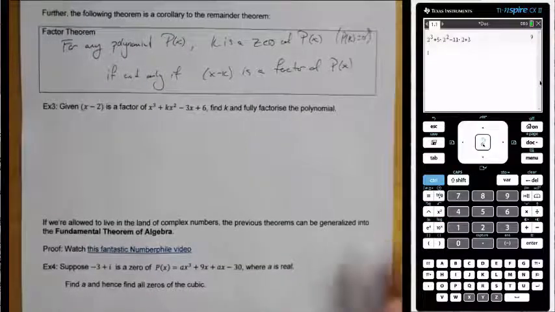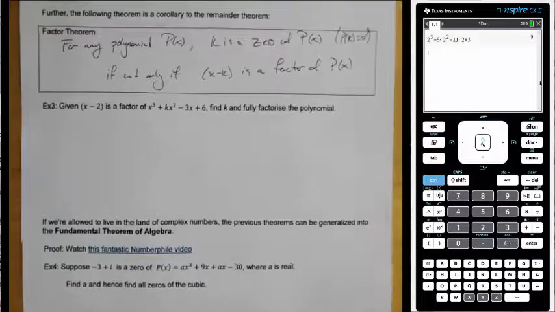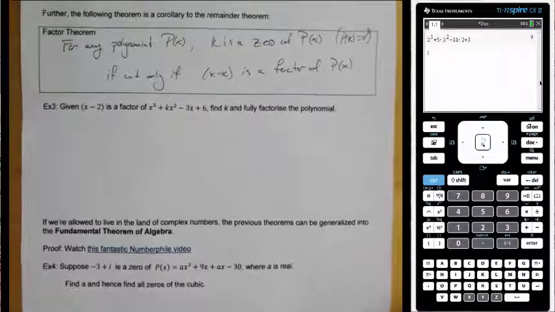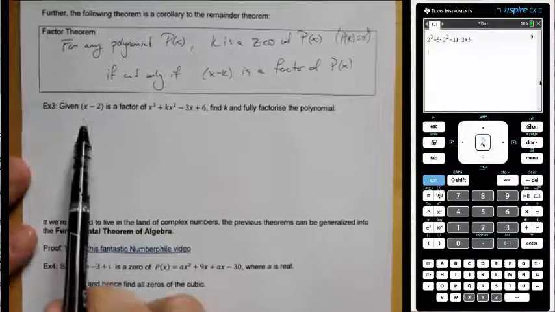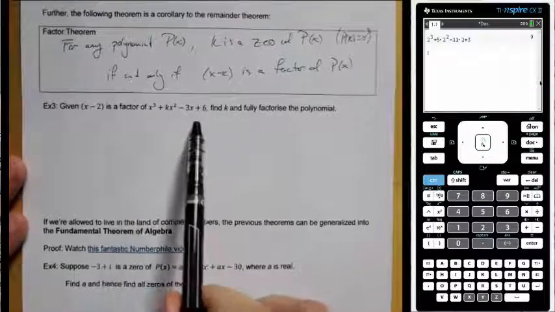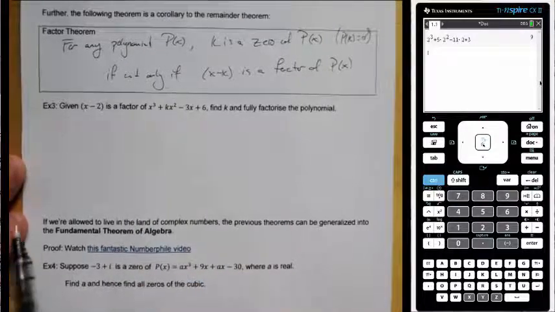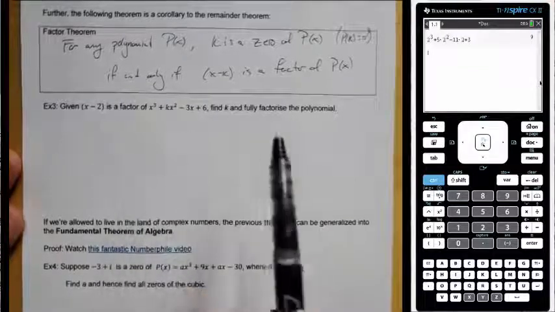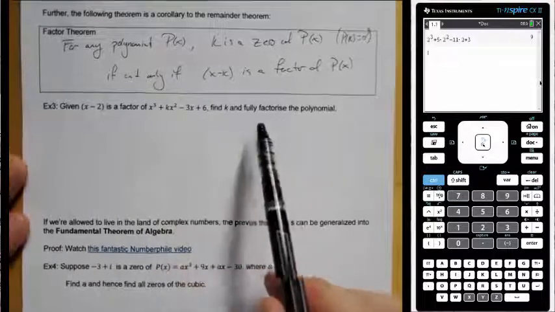So this combined with the remainder theorem allows us to solve problems like example 3, where using long division or synthetic division are hard or impossible. But by knowing something about zeros and factors, we can still solve these sorts of things. Like for example, given that x minus 2 is a factor of this polynomial, where we know each of the terms except we don't know the coefficient of x squared, we can figure out what k is and then fully factor or factorize it.